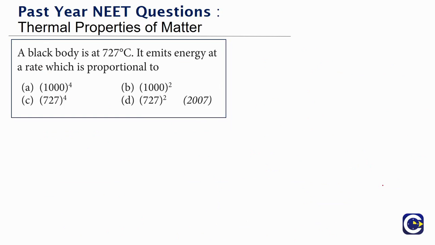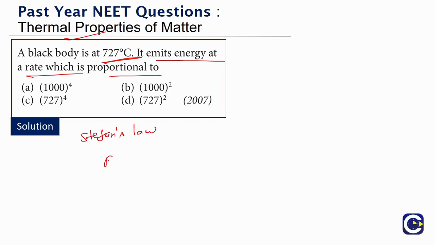We'll move on to the next question. This is a straightforward question. A black body which is at 727 degrees Celsius emits energy at a rate which is proportional to... The same model of question we have seen in other problems also. See Stefan's law. Stefan's law gives us the expression for the radiation power. For a black body, it is sigma A T to the power of 4. Sigma is the Stefan-Boltzmann constant, A is the surface area from which the emission is happening, and T is the temperature in the absolute scale.